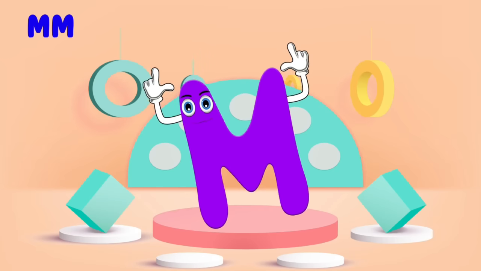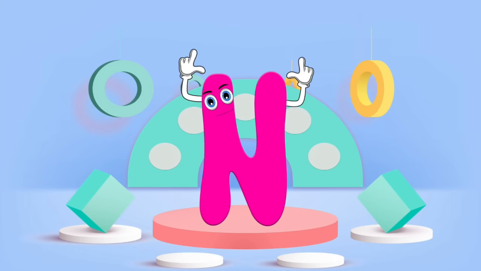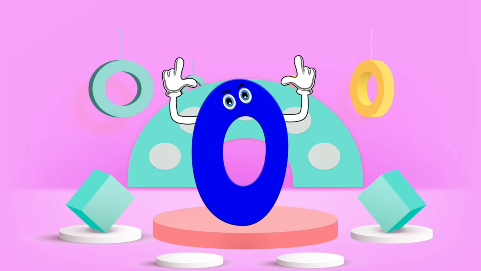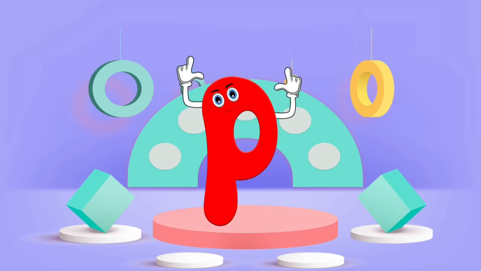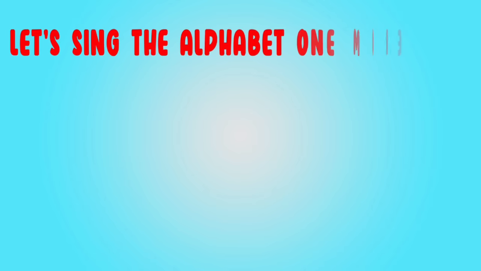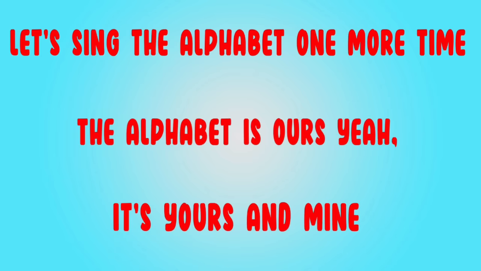M goes m, m, m, m. N goes n, n, n, n. O goes o, o, o, o. P goes p, p, p. Let's sing the alphabet one more time. The alphabet is ours, yeah, yours and mine.